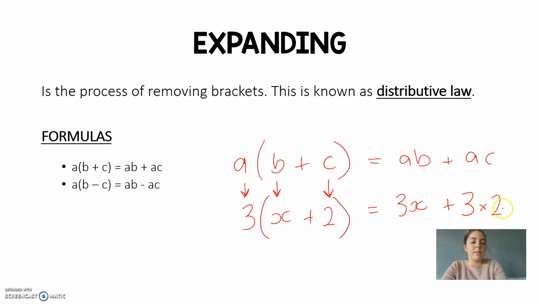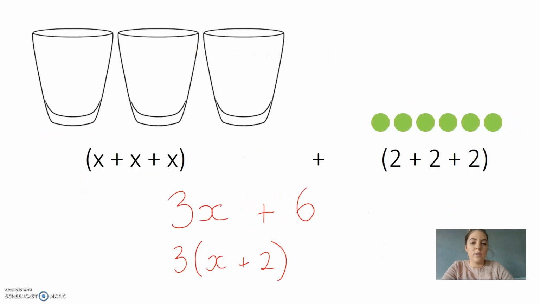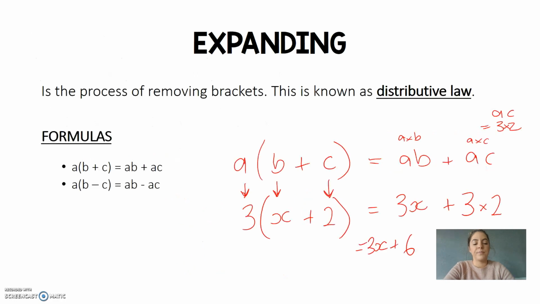Now, because they're both numbers, we don't write AC equals 32. It means 3 times 2, because remember, mathematicians are lazy, so the AB actually means A times B, and the AC means A times C. So in this case, we've got 3x plus 3 times 2, which is 6. We've got the same answer that we had when we did the visual over here, but we didn't have to draw pictures or count it out.